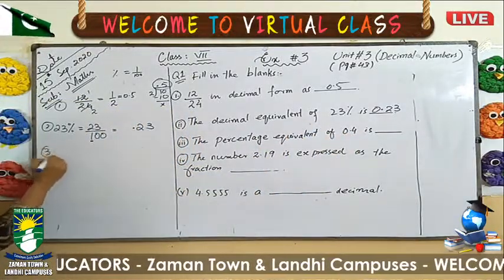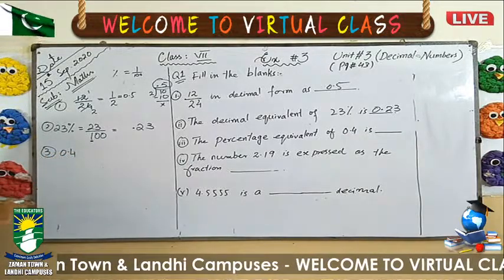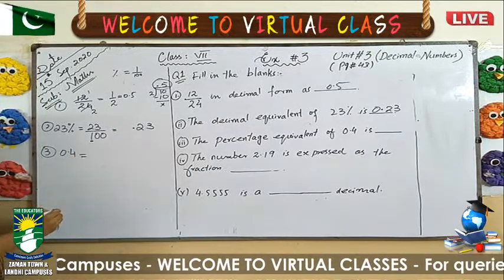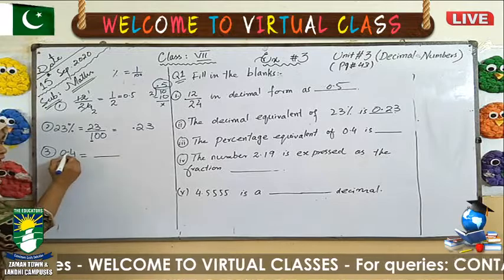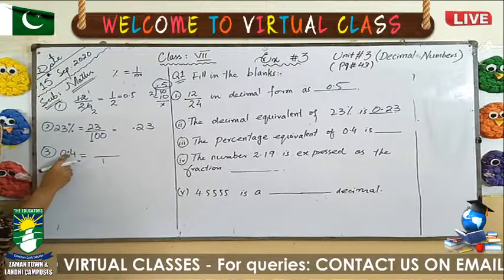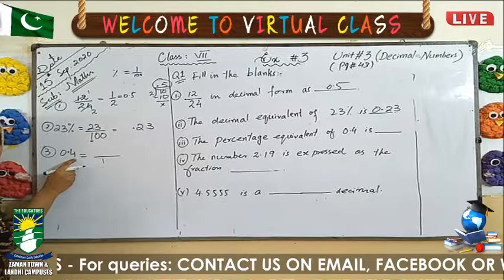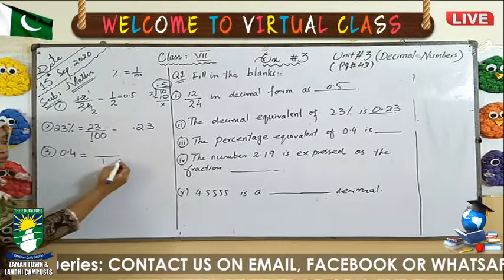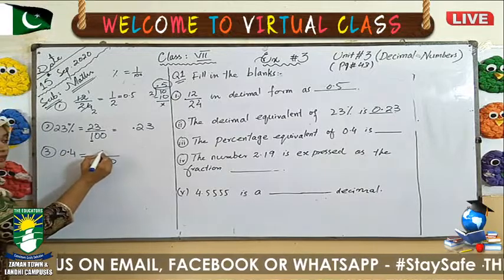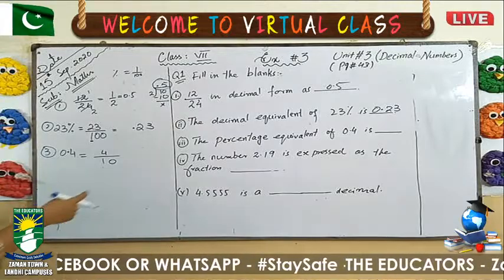In order to change our decimal into a percentage, first of all we will remove the decimal. How will we remove it? In place of the decimal, we will use 1 in our denominator. Then after the decimal, how many digits do I have? 1. So I will write 10. Now my numerator will become 4. Now I have to write it as a percentage.